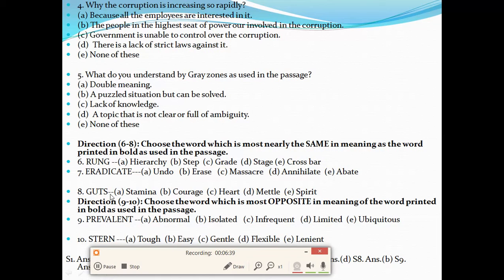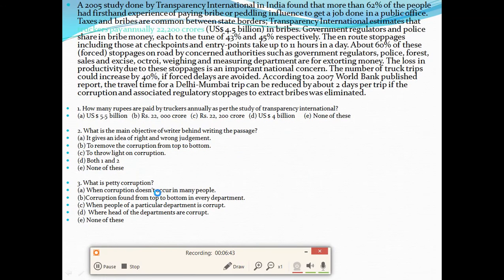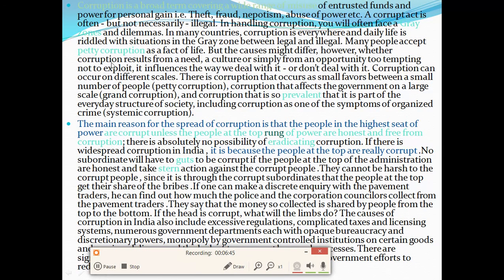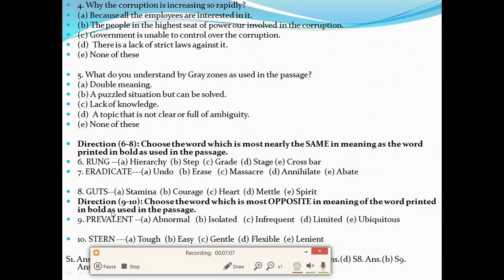The eighth question is guts. What is the same meaning of guts? We have to search the passage where it is written. You people have also heard this word. Guts means power. Here it is written, "no subordinate will have the guts to be corrupt." Then we can select the courage option. So go to the next.